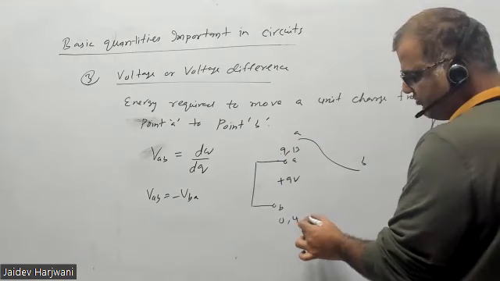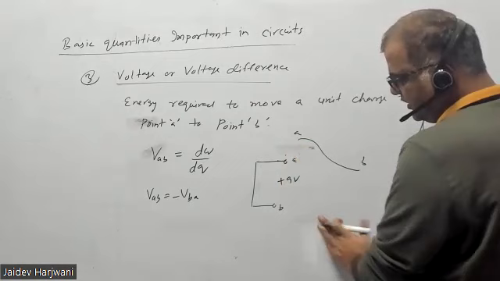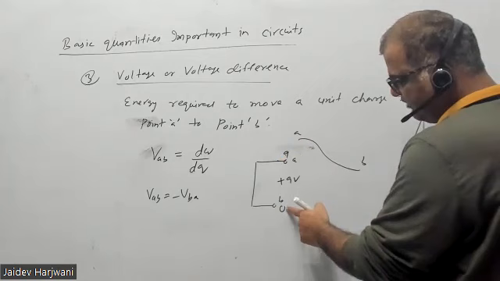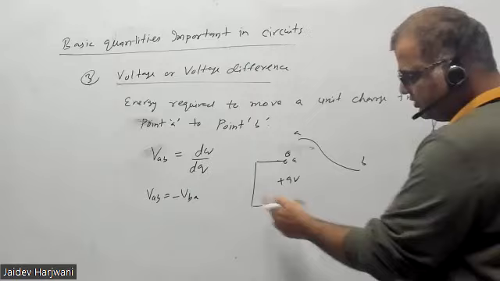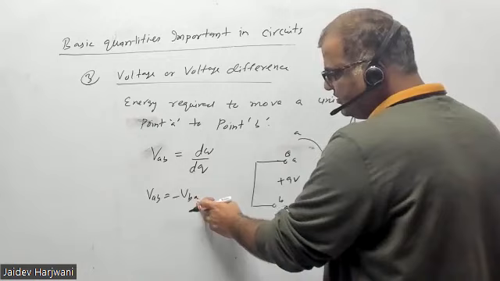So if the voltage of A with respect to B is 9 volt, oppositely we can say the voltage of B with respect to A is minus 9 volt. B is 0 and A is 9. Now if I say this is minus 9, then this becomes 0. Again the difference is 9 volt only, 0 minus 9 volt only. That's why we say VAB is equal to minus VBA. If VAB is 9, then the voltage of B with respect to A is minus 9. Is this point clear?